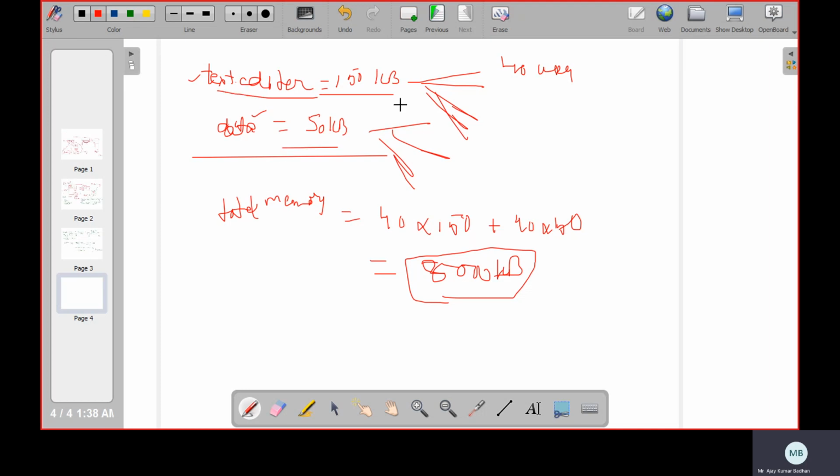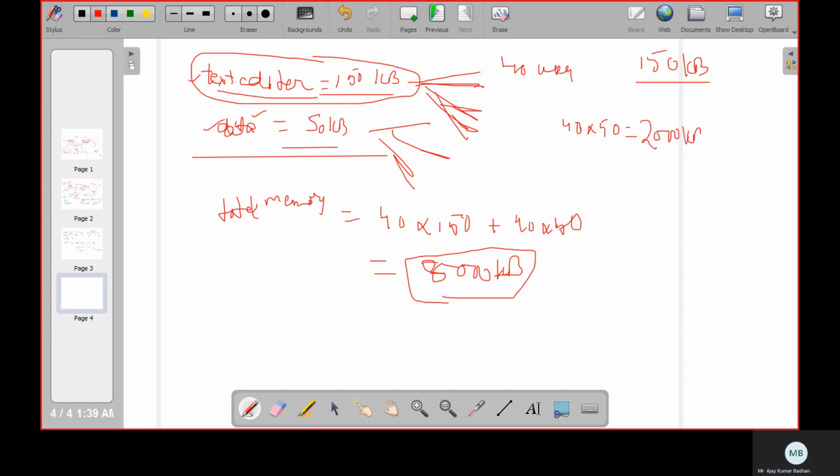So what I will do is share this text editor with all 40 people, rather than giving a copy to each of the 40 users. All are accessing the same application, so the memory consumption is only 150 KB. But for data, you people might be writing different sentences, so data space is definitely required: 40 users into 50 gives 2000 KB of data space, plus 150 KB for the text editor. So 2150 KB is the total space required.